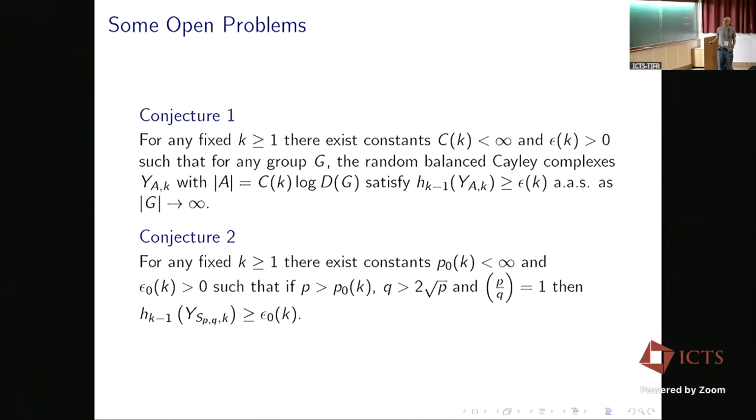A non-random conjecture would be this: let S_{p,q} be the generators, the LPS, Lubotzky-Phillips-Sarnak generators of Ramanujan graphs. Take these generators, take G to be PSL_2(F_p), and take the Cayley complex that corresponds to this subset. Now, it stands to reason that h^{k-1} will again be bounded away from 0 by some absolute constant. I'm sure that this conjecture is true and perhaps not very difficult, but it is not clear why this should be true.